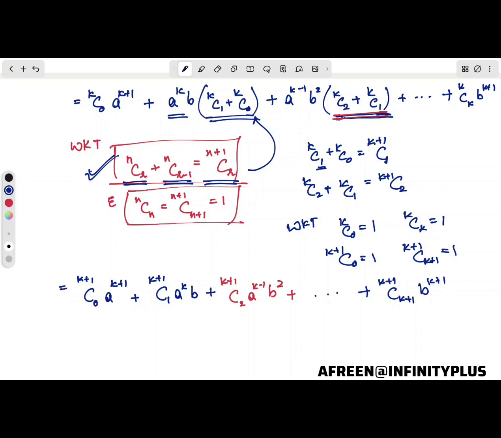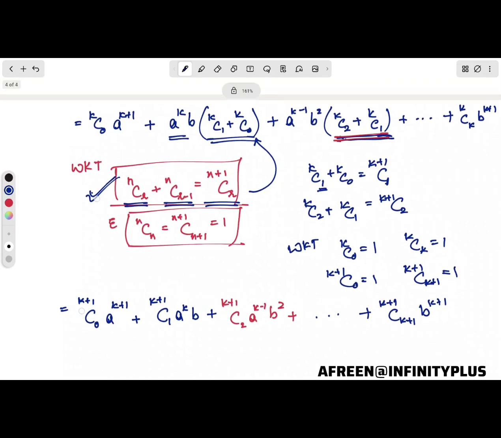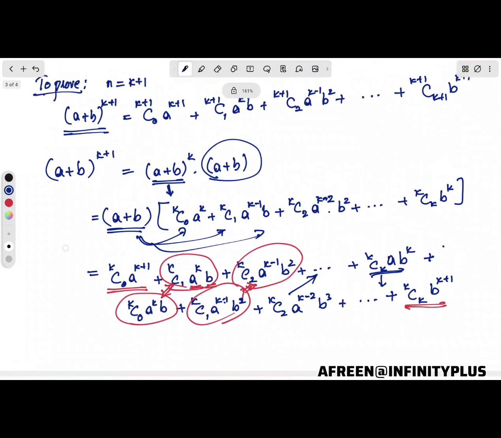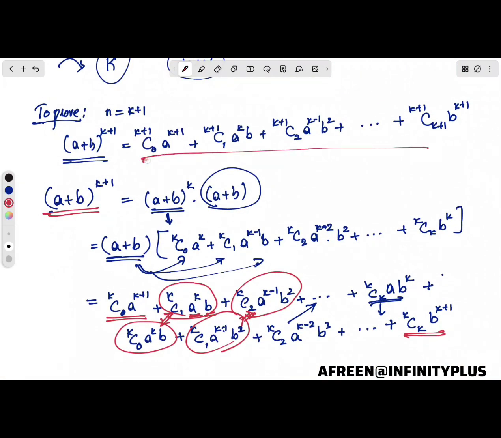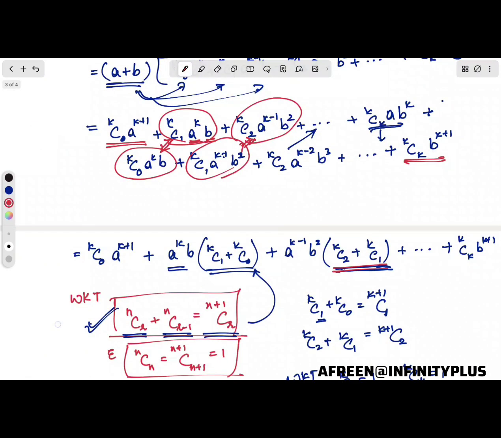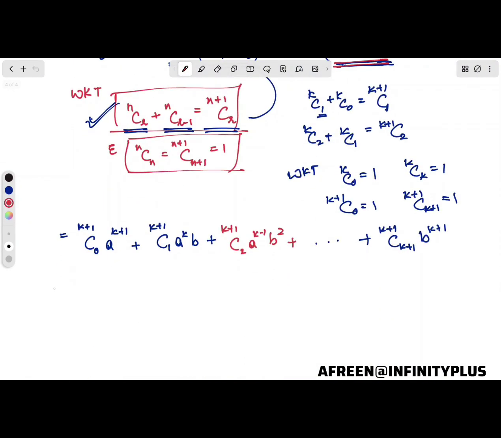Now you can observe that you have taken the LHS which is (a+b)^(k+1), and you have proved the RHS which is given in the to-prove. So RHS is as it is. Therefore you can write that LHS is equal to RHS. Hence the proof of the binomial theorem.